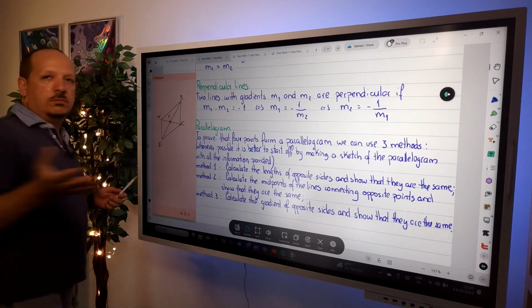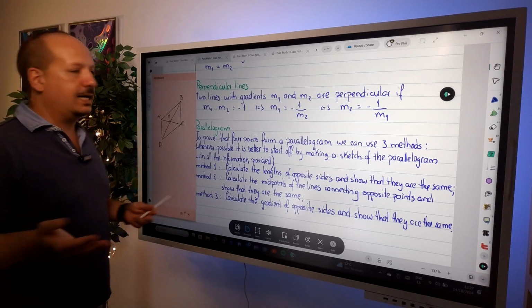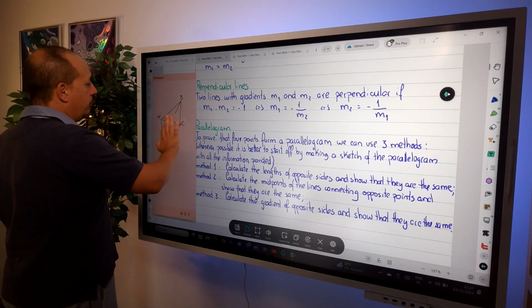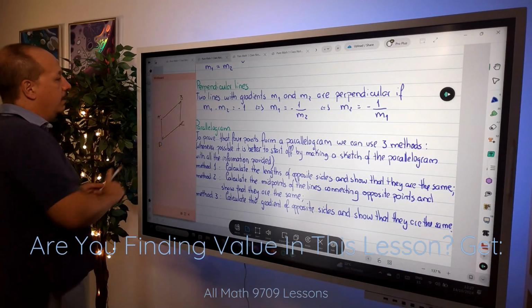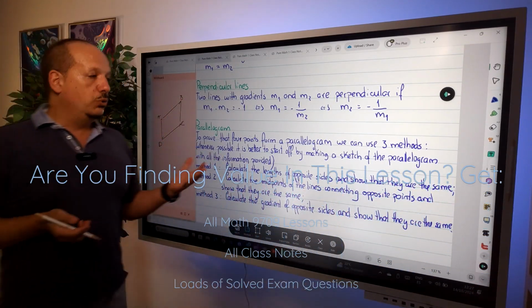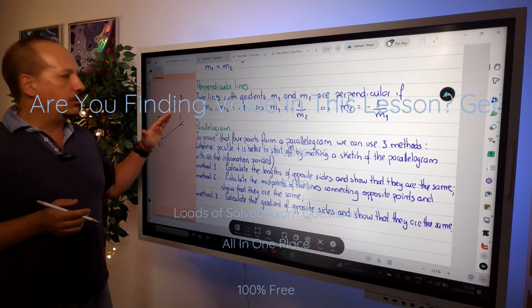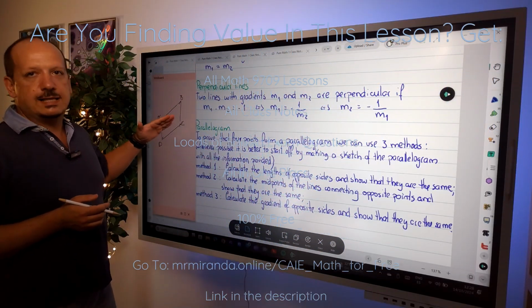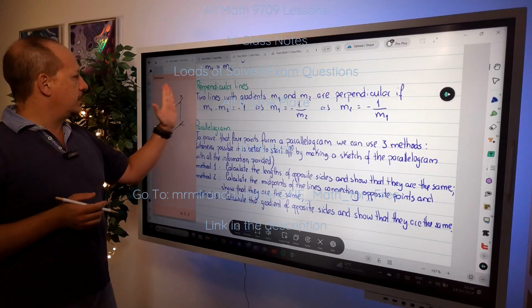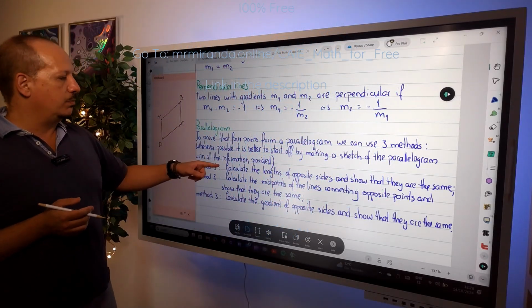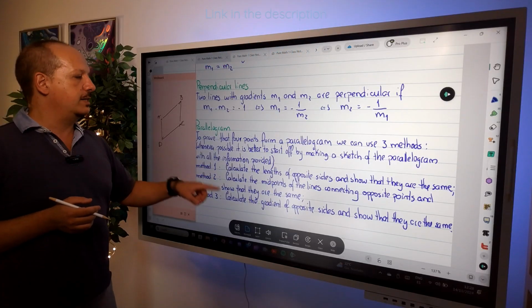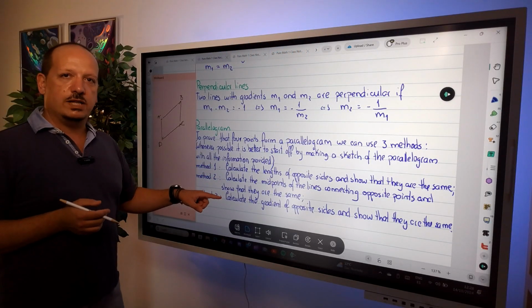You wouldn't know in most situations what opposite sides are, but if you get the gradients of all possible lines, and you only have 4 of them, you will see that if this is a parallelogram, you will find 2 lines that have the same gradient, and the other 2 lines will also have the same gradient. It's a similar approach to method 1, but now instead of lengths, it focuses on gradients.